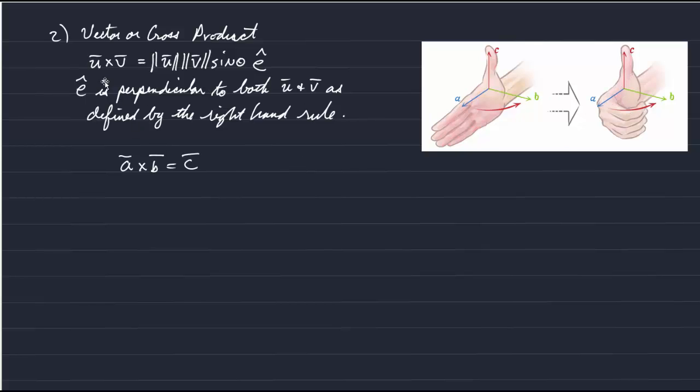And so back to our example of U and V, if U is parallel to A and V is parallel to B, the cross product is a vector pointing in the E hat direction, where E hat is pointing again in the direction of your thumb.